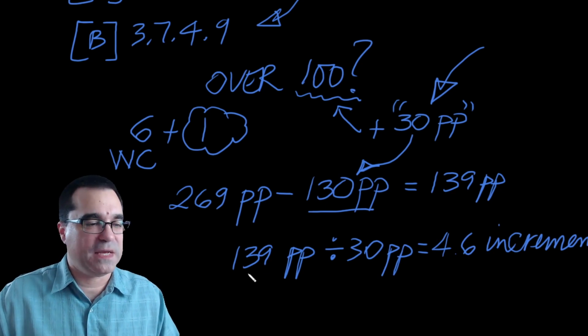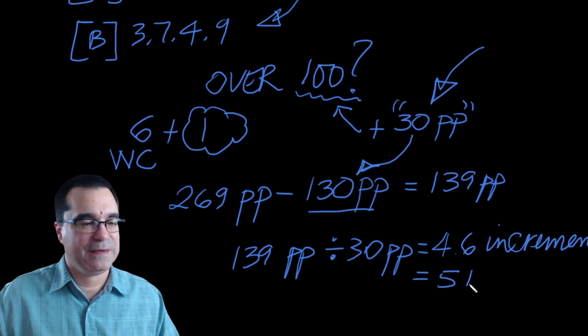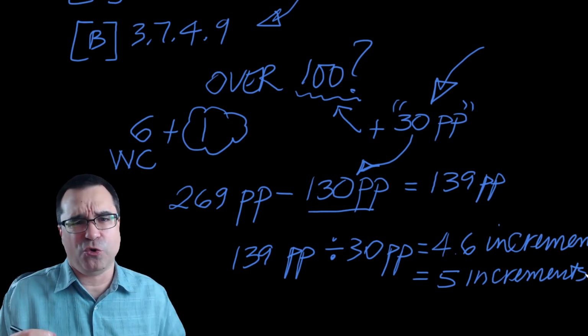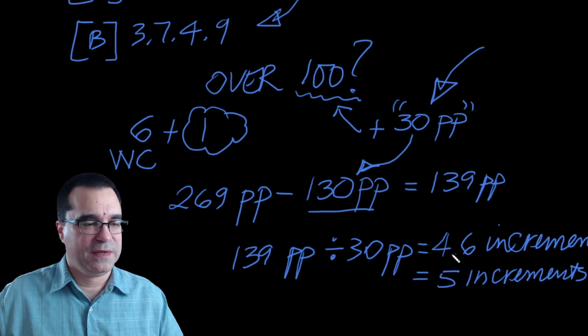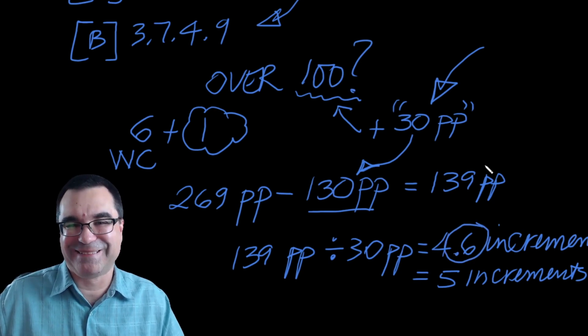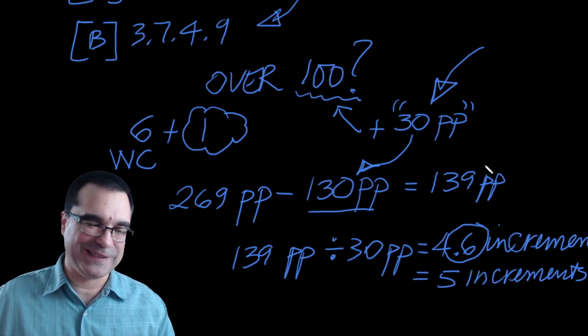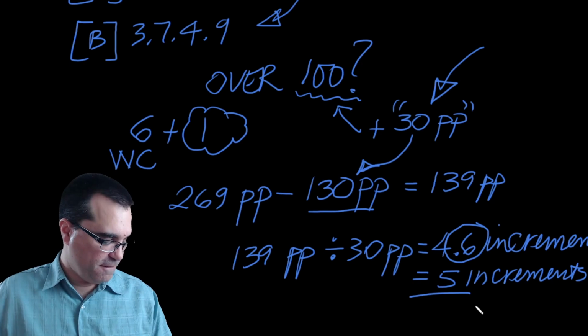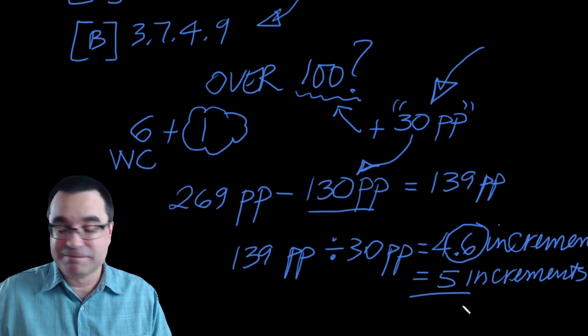So, what does that mean? 4.6 increments is 5 increments. Okay? And that's because water closets, toilets, they're whole numbers. You don't deal with 0.6 worth of toilets, right? You deal with a whole toilet. So 4.6 means more than 4, which is 5. You round up. Make sense?